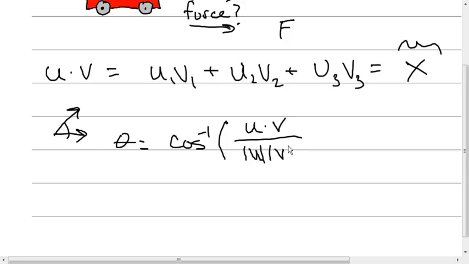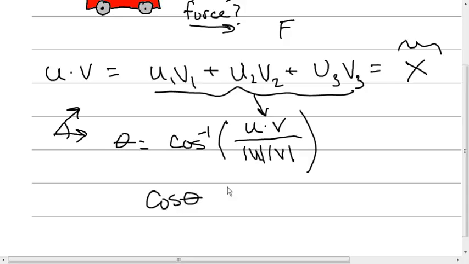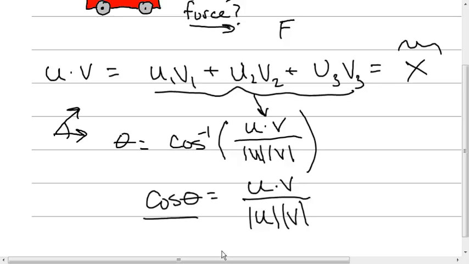You could put this in the numerator, but it's just more convenient to write u dot v and the magnitudes of those vectors. This theta is equal to the arc cosine of this amount, which of course means that the cosine of theta is equal to u dot v over the magnitudes of u and v multiplied by each other. So already we see that by using the dot product method, we can calculate the cosine of theta.